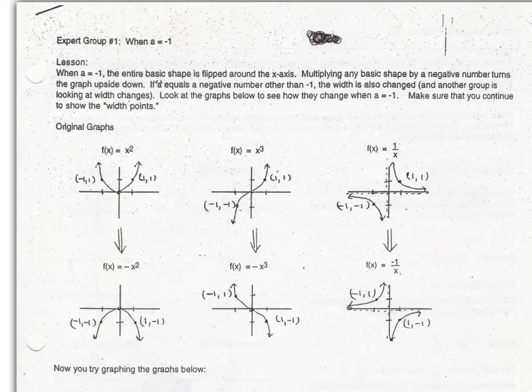Alright, we're just going to look at all the basic shapes that we learned in class. I think there were like 7 or 8 basic shapes. And now we're going to see what happens if we just put a negative in front of the equations for all the basic shapes. So that's what this means when it says when a equals -1. That's just the leading coefficient. And it even says it right here, when a equals -1, the entire basic shape is flipped around the x-axis.